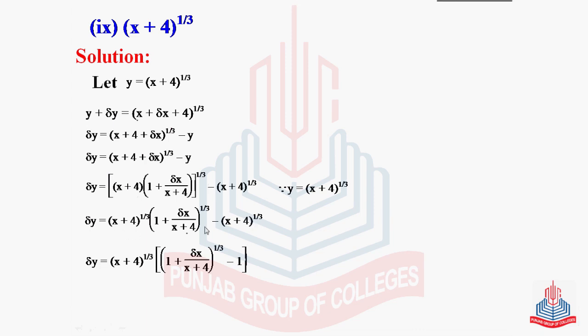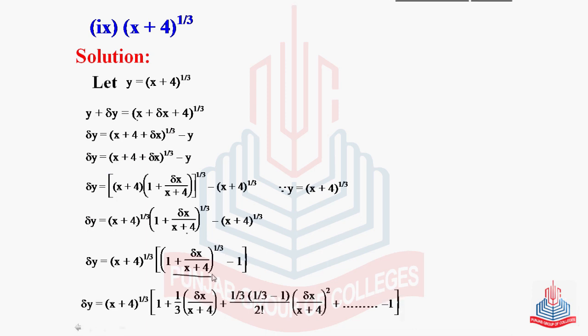We have delta y is equal to x plus 4 raised to the power 1 by 3, and from here 1 plus delta x over x plus 4 raised to the power 1 by 3 minus 1. Now apply the binomial series on this portion. We have delta y is equal to x plus 4 raised to the power 1 by 3 and 1 plus nx. Here n is 1 by 3, x is delta x over x plus 4, and again plus n into n minus 1, so 1 by 3 into 1 by 3 minus 1, over 2 factorial, and x square. So delta x over x plus 4 whole square, and so on, an infinite series, and at the end this minus 1 will remain same.